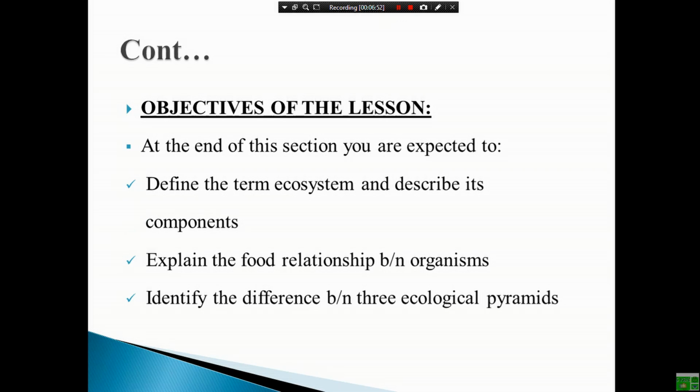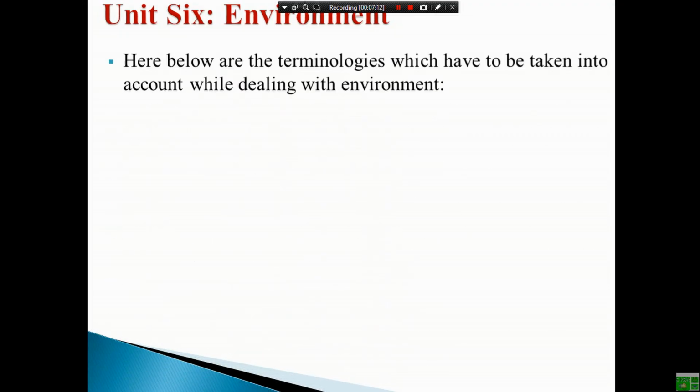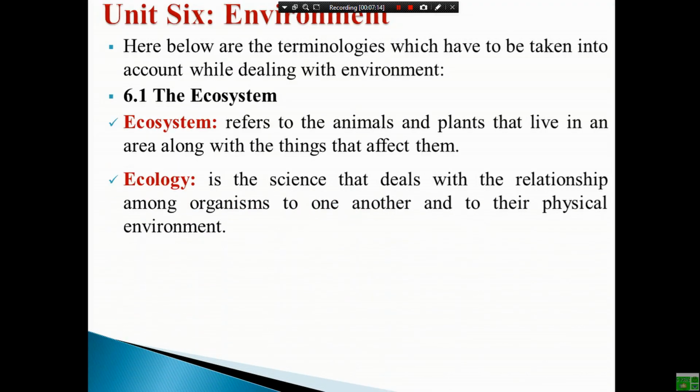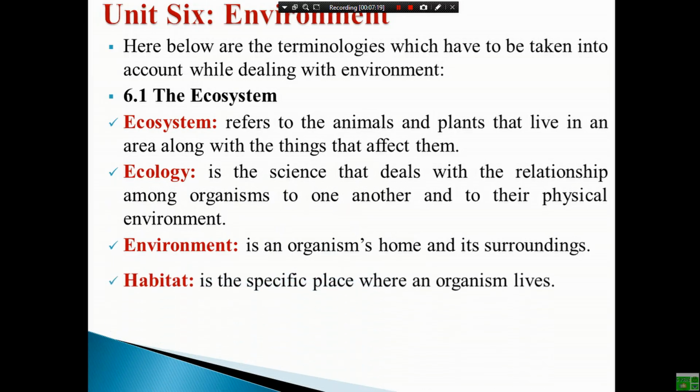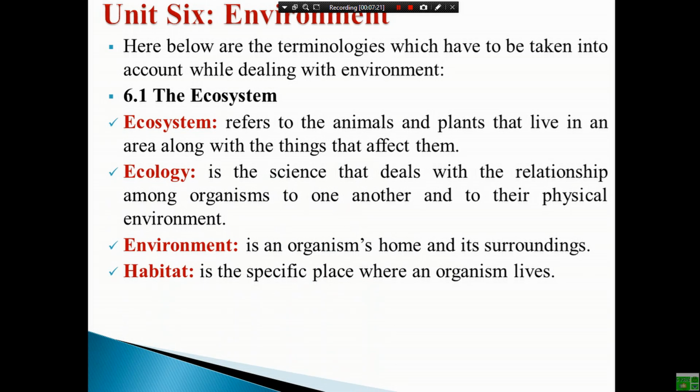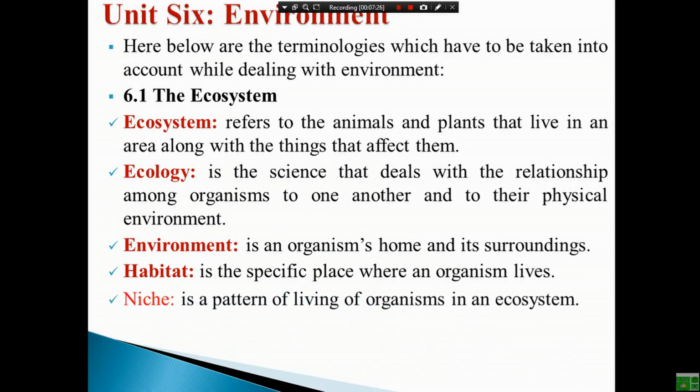The objective of the lesson: at the end of this section, you are expected to define the term ecosystem and describe its components, explain the food relationship between organisms, and also identify the difference between the 3 ecological pyramids. When you come to the new part of the lesson, unit 6, which says environment, here below are the terminologies which have to be taken into account while dealing with the environment.